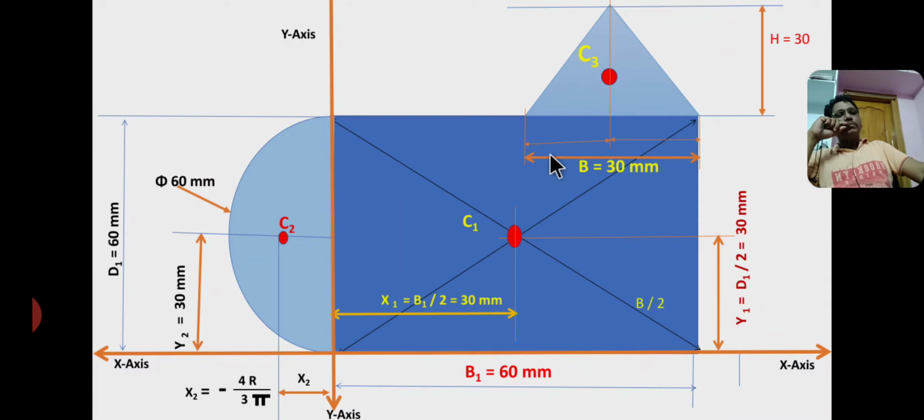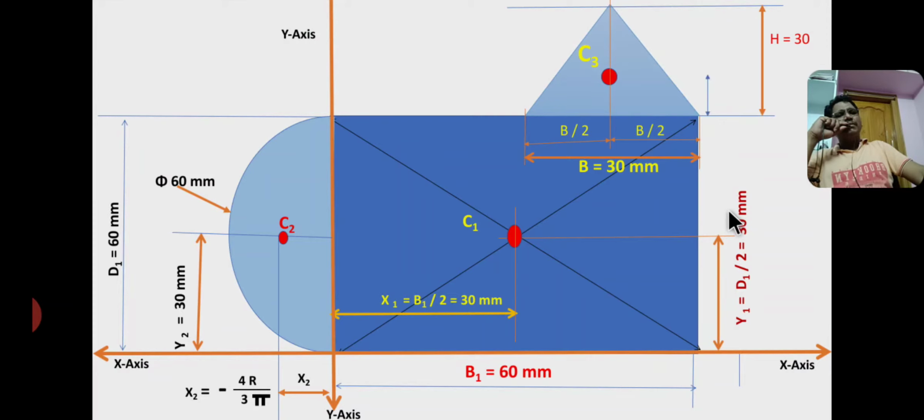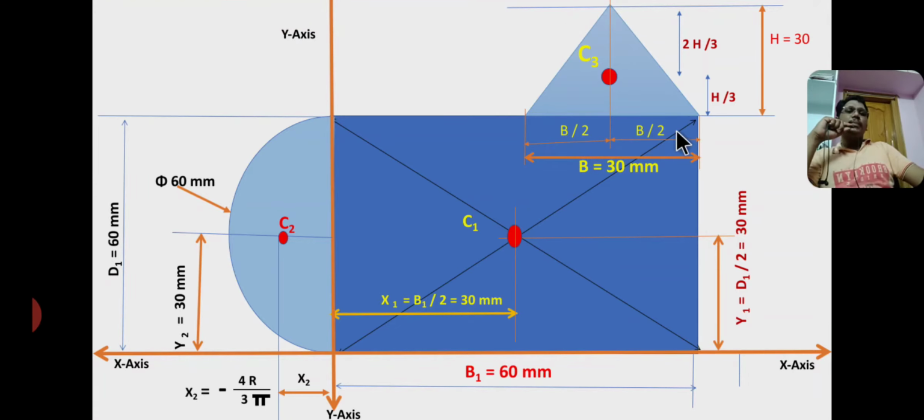Here this is base by 2 and this is base by 2, and the height parts are h by 3 and 2h by 3. You have to observe carefully. From the centroid to the base is always h by 3, and from the centroid to the apex point is always 2h by 3. So this is one part of the height, and two parts of the height. The total height h equals 30 mm and the half base is b by 2, because the given triangle is symmetric about this vertical line.